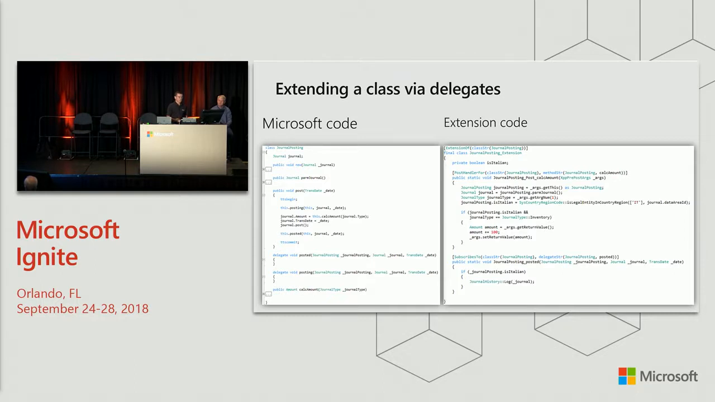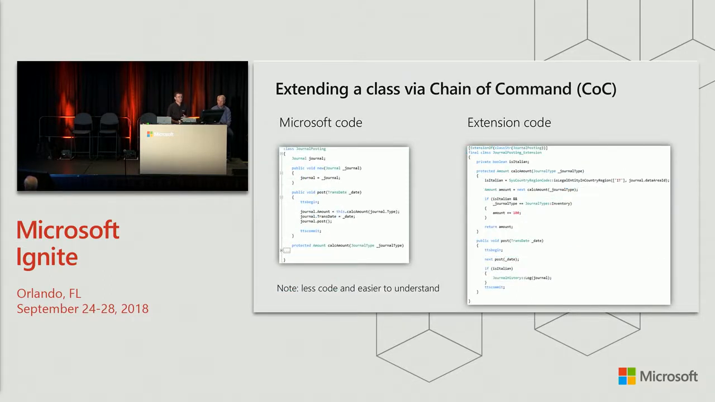And then you can extend the class via delegates. So this is an example of extending a class via delegates. In this example, the Microsoft code, it's a journal posting class that has a posted and a posting event, and we saw some of that just before. In this example, it's taking advantage of those, doing what we just looked at, creating a post handler for the journal posting, the calc amount method, and adding an amount of $100 if the journal posting happens to be Italian. And then it's taking advantage of the posted to add some logging. So this is one way to accomplish this. If there are delegates that are added into the class, you can take advantage of those and add that code.